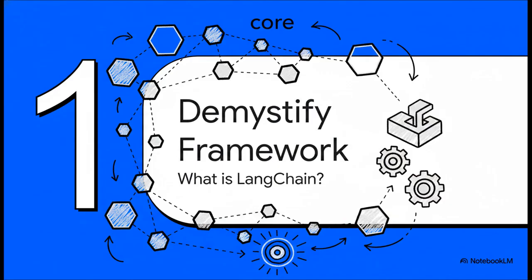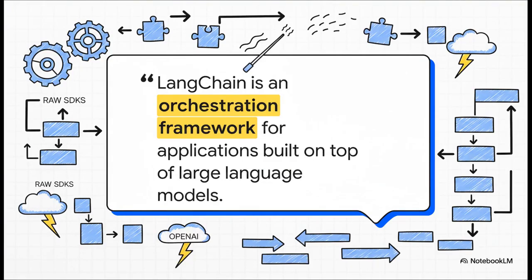All right, Section 1. Demystifying the framework. The crucial word to zero in on here is orchestration. LangChain is an orchestration framework. It's not magic, guys. When you use the raw SDKs from companies like Anthropic, OpenAI, or Google, you are generally getting a basic client. One prompt in, one response out. LangChain simply takes that basic primitive and wraps it in a set of reusable building blocks. You assemble those blocks into pipelines, and the framework gracefully handles all the messy plumbing in between.